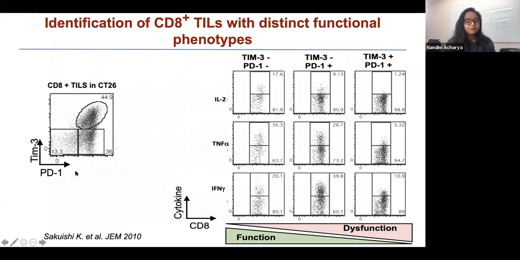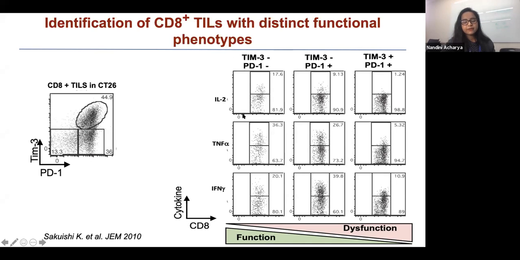Now, I'm going to start off with a very foundational observation from our lab, where we showed that by just using two checkpoint receptors, TIM3 and PD1, you can basically partition the CD8 T cells infiltrating the tumor tissue into three compartments. The first one, which does not express TIM3 and PD1, is shown here. The second one expresses PD1 but not TIM3. And the third one expresses both TIM3 and PD1.